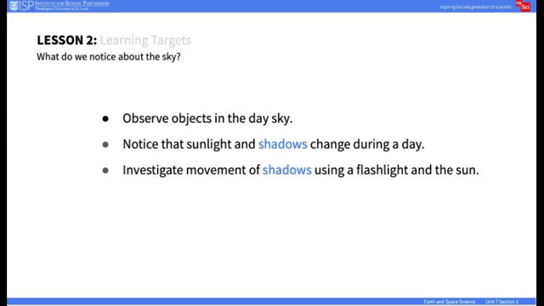By the end of this lesson, students will observe objects in the day sky, notice that sunlight and shadows change during a day, and investigate the movement of shadows using a flashlight to represent the sun.